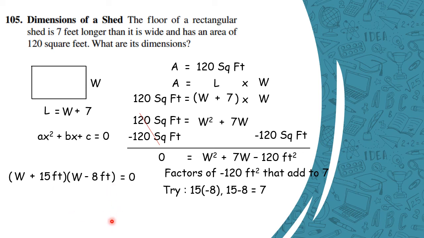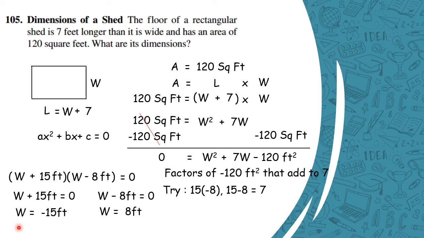For the equation to be true that it equals 0, the first term has to be set to 0, or the second term has to be set to 0. So one of these will make the statement true. The first term will make w equal negative 15, and the second term will be positive 8. And notice that it turns out that you can keep your units.